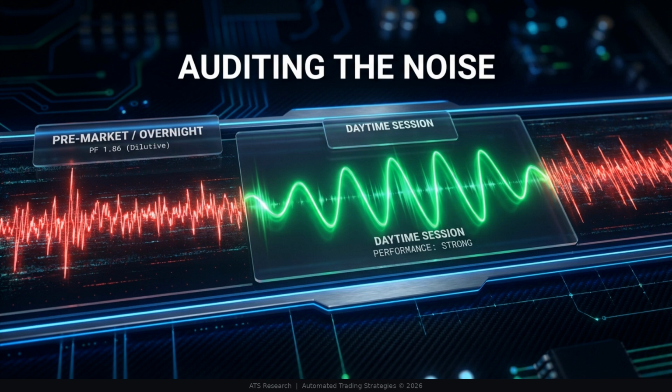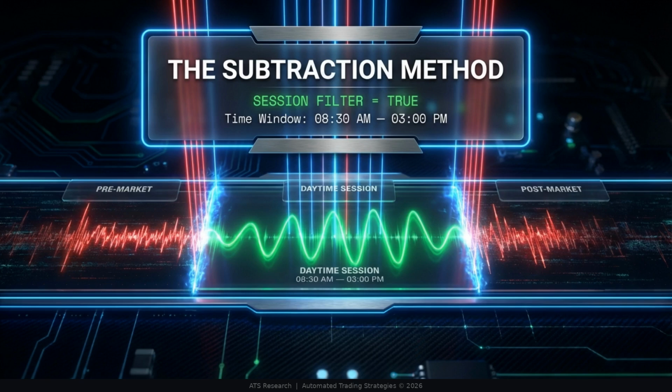So you applied the subtraction method. Right, you turned on the session filter in our template and locked it down. Yep, strictly 8:30 a.m. to 3:00 p.m. That's it. And the trade count must have plummeted. Oh, massively. It dropped by 69%, down to just 45 trades.